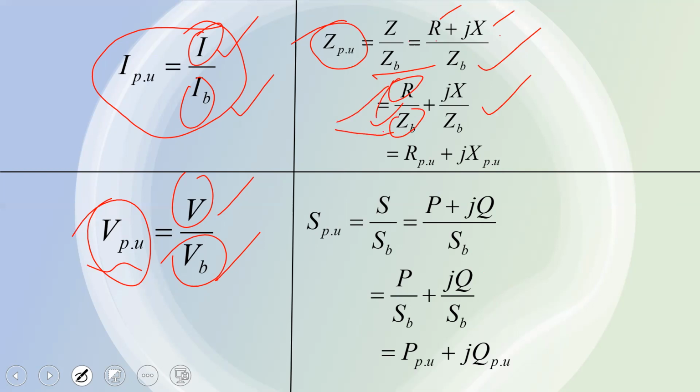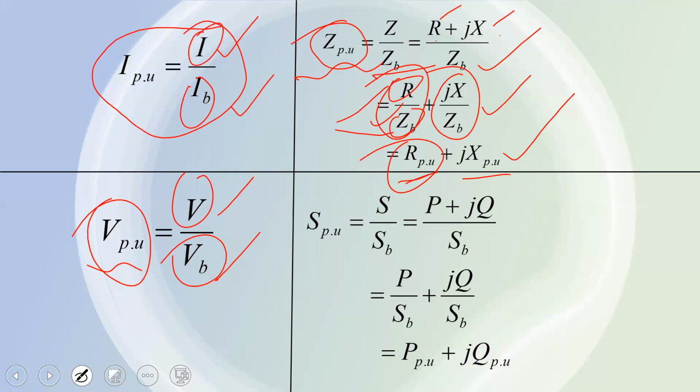So this is a dimensionless quantity. And this R by ZB will be R per unit. Similarly, this X by ZB will be X per unit. So in this way, you can get the impedance value in per unit, which is equal to the complex sum of the resistance and reactance value in per unit.